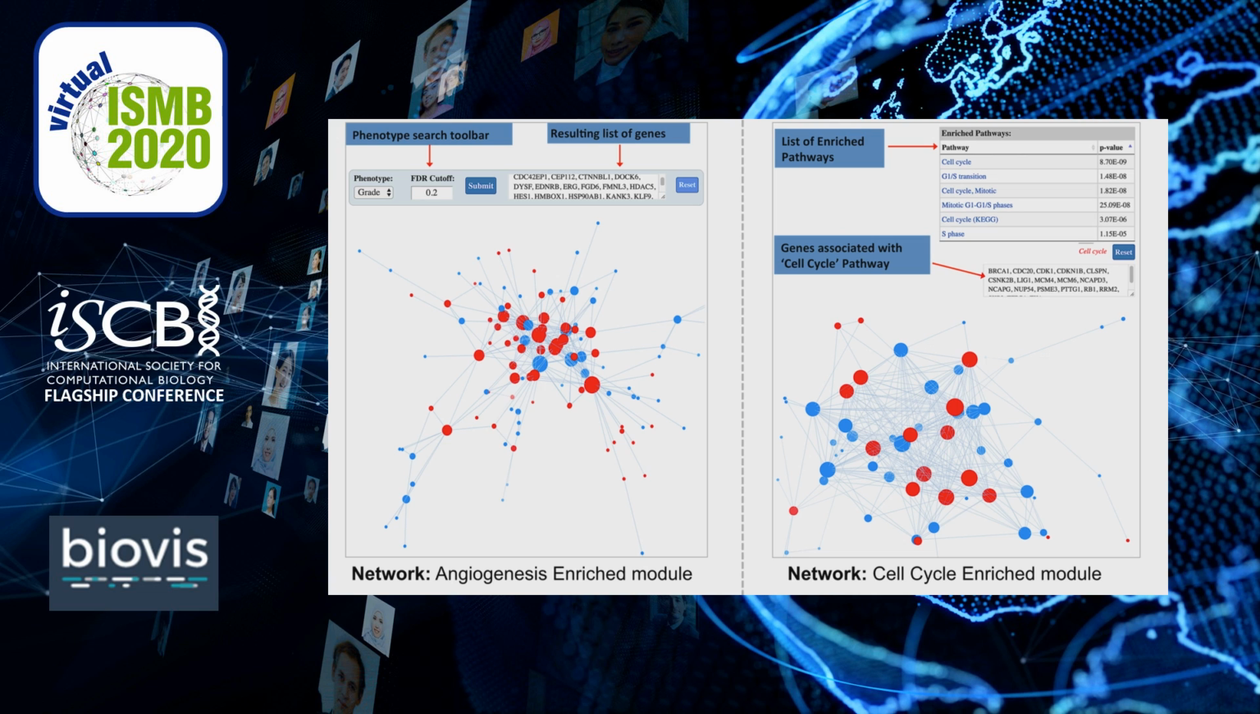On the left-hand side, you see the phenotype search toolbar. You can specify a phenotype of interest, and you can specify an FDR cutoff. After you submit, you will get the list of genes that satisfy these criteria in the text box, as well as they are highlighted in the network in red color. And on the right-hand side, you see a table listing the enriched pathways associated with the module network. You can click on a pathway name, and the genes associated with this pathway are listed in the text box, as well as they are highlighted in the network in red color.